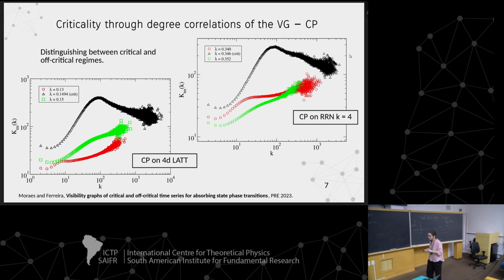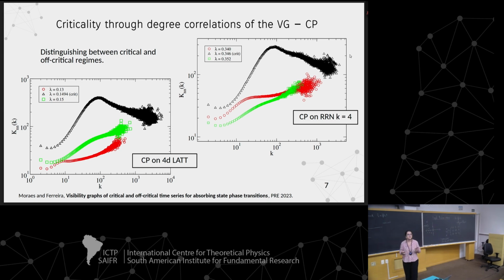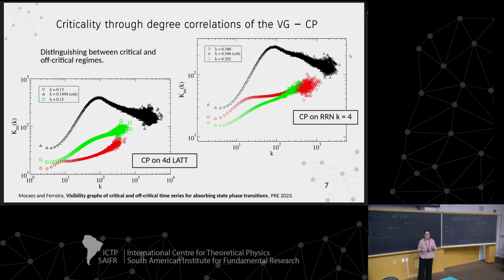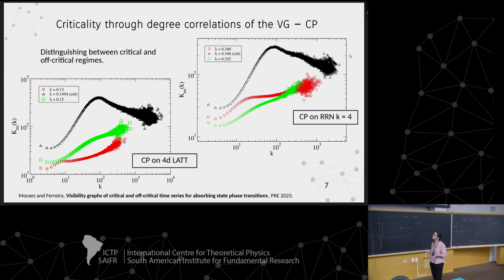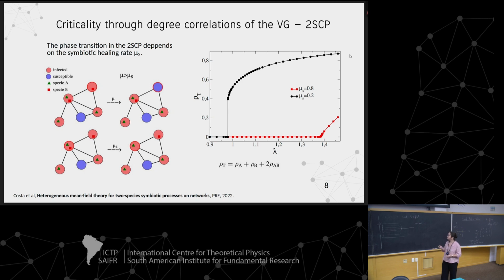So far, we have studied just the continuous phase transitions. But what happens if you have a discontinuous phase transition? What information can the visibility graph give us? So for that, we studied the two-species contact process. That's very well explained in this paper by Guilherme.